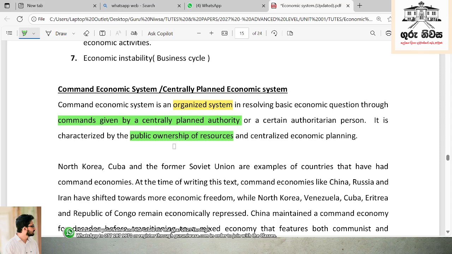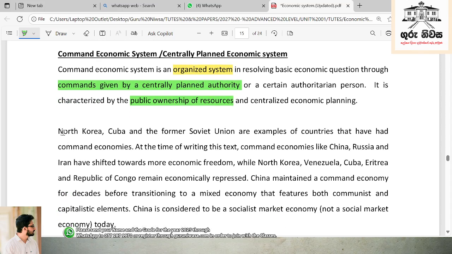So households have only one source of income. What is that? Wage, salary. North Korea, Cuba, the former Soviet Union, former, not now, are examples of countries that have had command economies. At the time of writing this text, command economies like China, Russia, Iran have shifted towards more economic freedom.